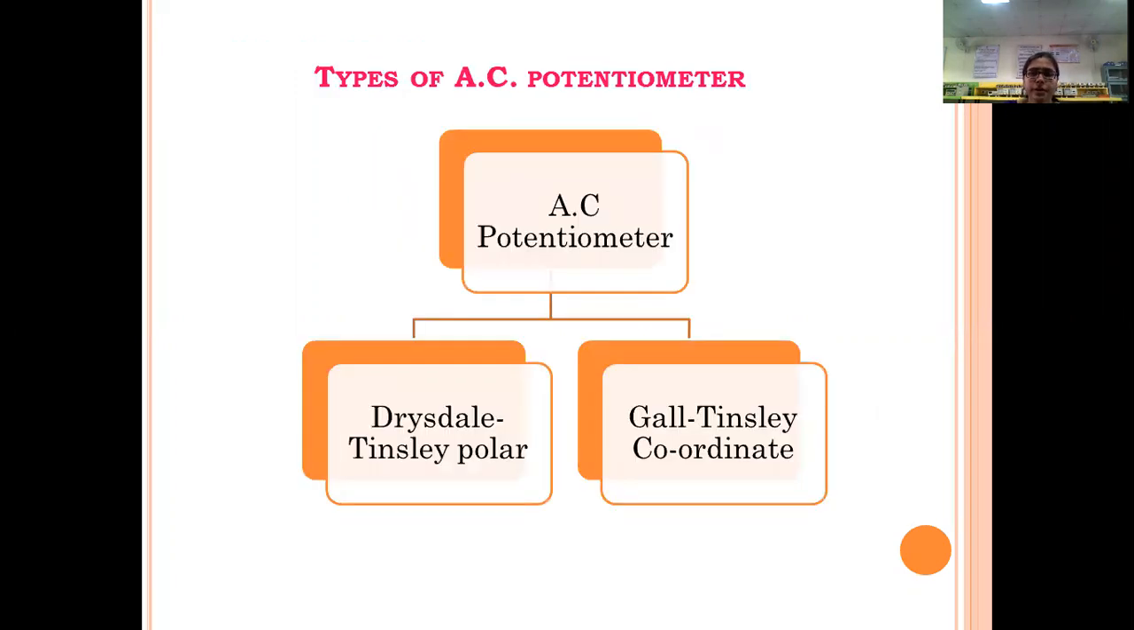So there are different types of potentiometers like AC potentiometers and DC potentiometers. So what is the difference between AC and DC potentiometers? DC potentiometers are used to measure the EMF of the battery, whereas AC potentiometers are used to measure the magnitude of the battery as well as the phase angle. There are different types of AC potentiometers, like Drysdale tensile polar potentiometer and the Gall tensile coordinate potentiometer.